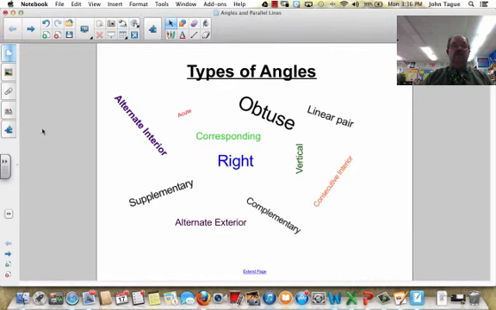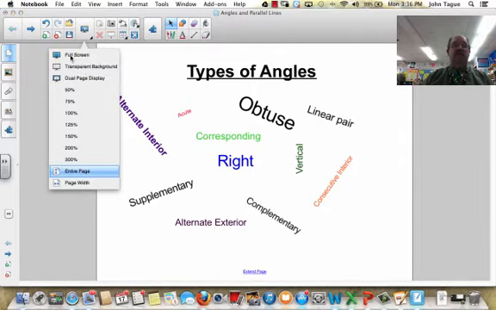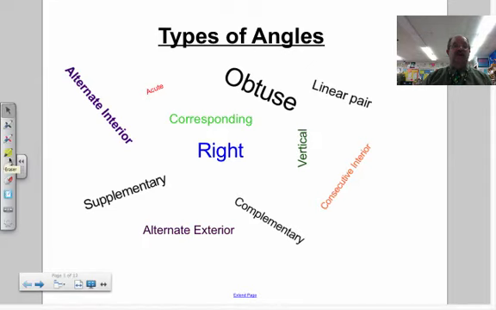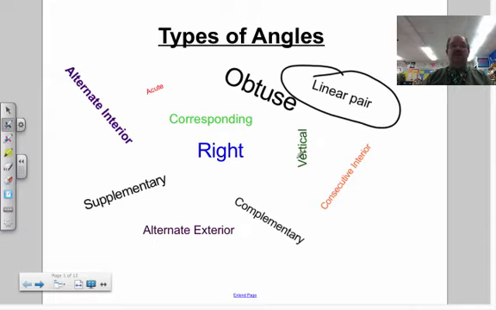Hello. So yesterday you saw this list of the different types of angles, and we're going to focus in on a few of them. There's one of them that might be a little bit different that we haven't seen, linear pair, so we want to talk about that for a brief moment.